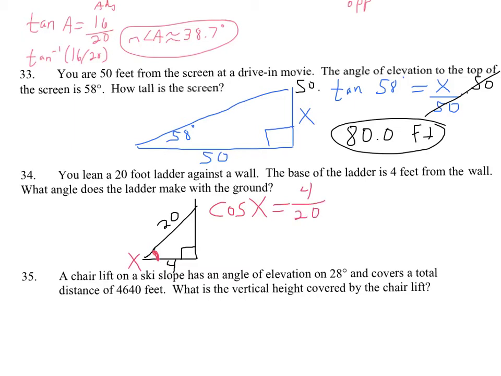What we want to know is, what is that angle? So we're going to have to use an inverse. We're going to ask our calculator, what is the angle that has a cosine of 4 divided by 20? And if we type that in, it says that the angle is 78.5 degrees. That would make sense, 78.5 degrees.